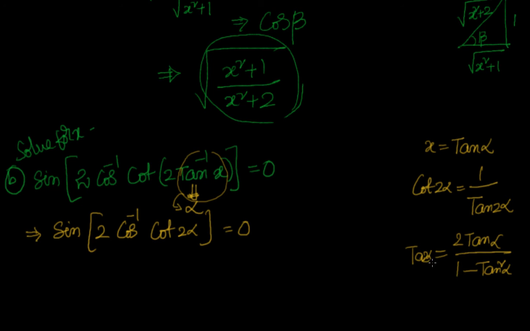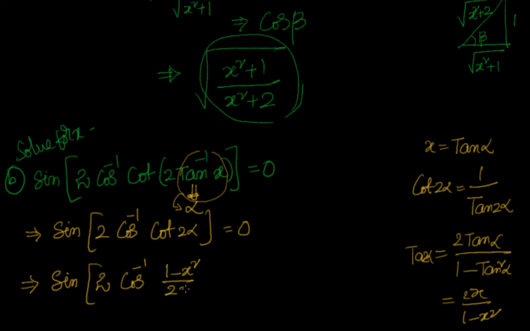Tan 2 alpha is equal to 2 tan alpha by 1 minus tan square alpha, and this is nothing but 2x by 1 minus x square. So what is this becoming now? I have sine of 2 cos inverse... what is cot 2 alpha? Cot 2 alpha is the opposite of this, that's nothing but 1 minus x square by 2x. This is what is equal to 0.